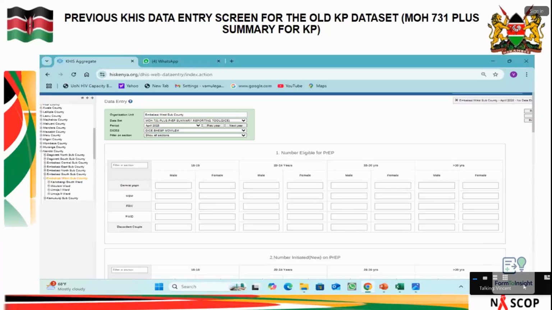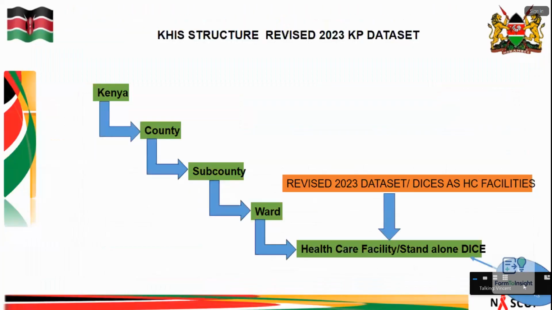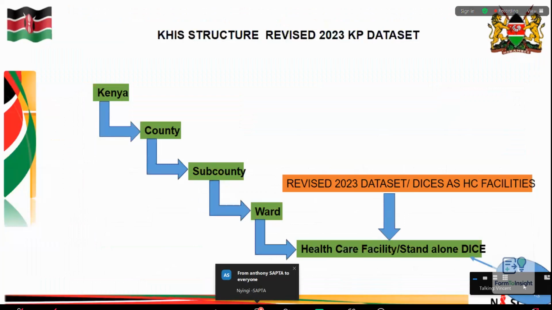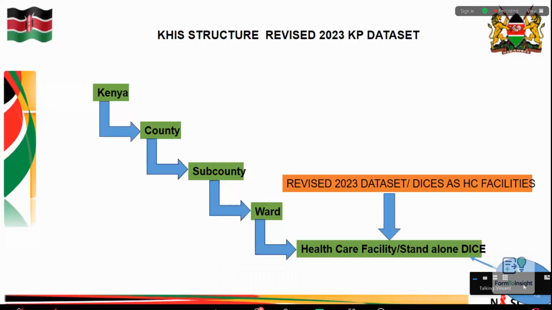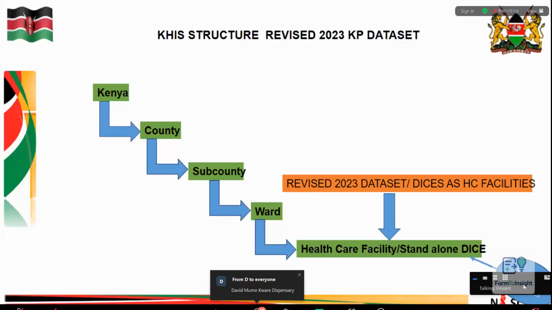But now, since we have changed that structure to align to what other data sets on KHIS have been aligned to, you realize that the hotspots remain the basic reporting structure for the KVP or KP programming, because we have other tools that are aggregated at hotspot level, like the hotspot listing tool, which aggregates all activities happening at the hotspot level.